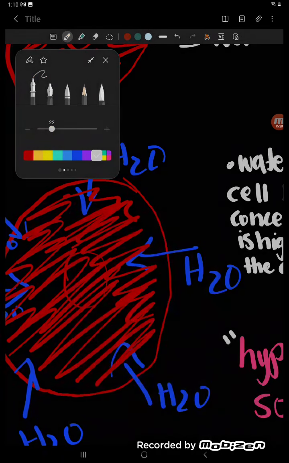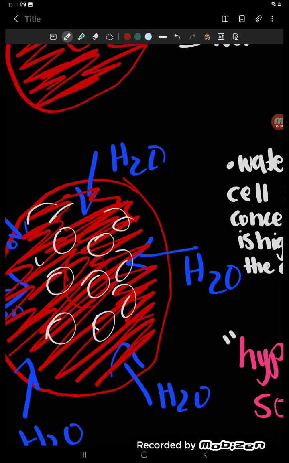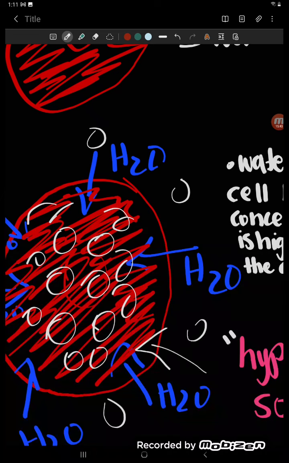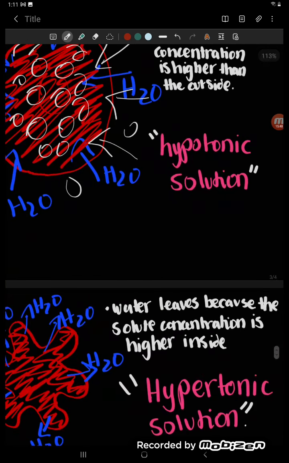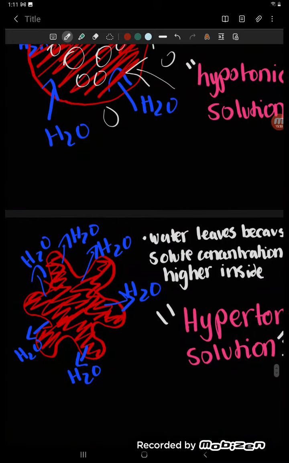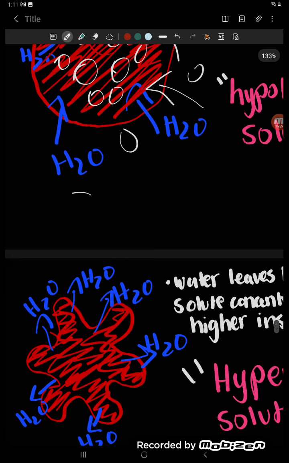let's assume the solute concentrations are more. Let's say there's only a few of them outside. So water will definitely enter, okay, because the solute concentration is more on the inside. That was hypotonic, nothing really hard. It's a really nice concept. So the cell here is swelling.